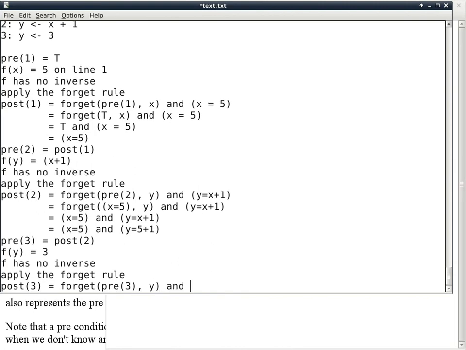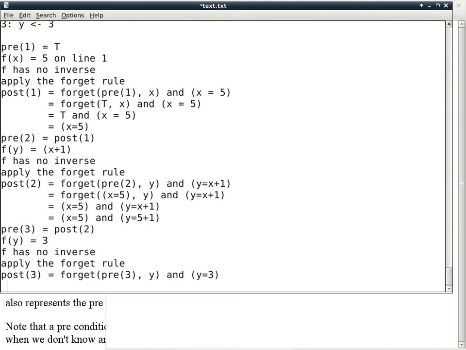And after line 3, what can we say? What do we know about y? Y equals 3. Very good. And then we can just go ahead and apply this whole thing. What is pre 3? Well, pre 3 is this mess here. We just stick it here. I'm doing this step by step.